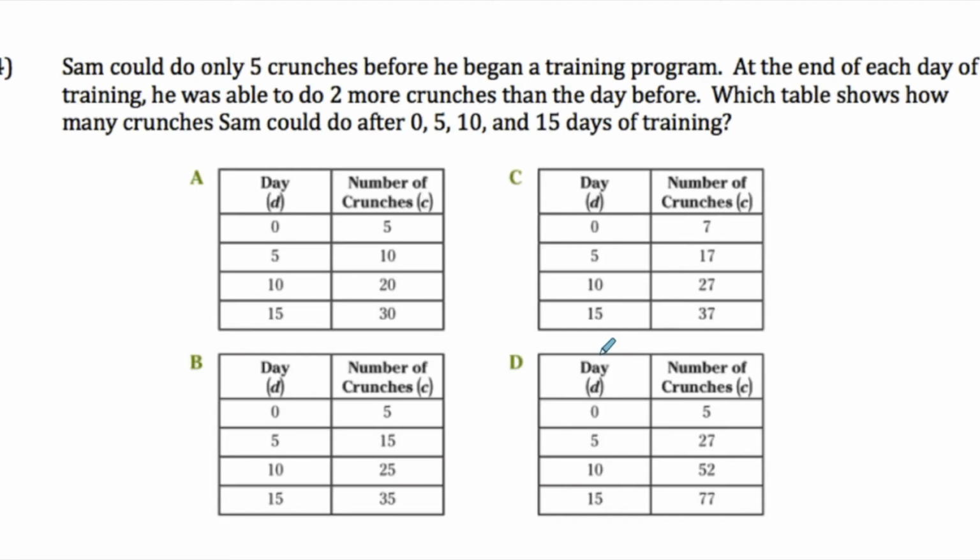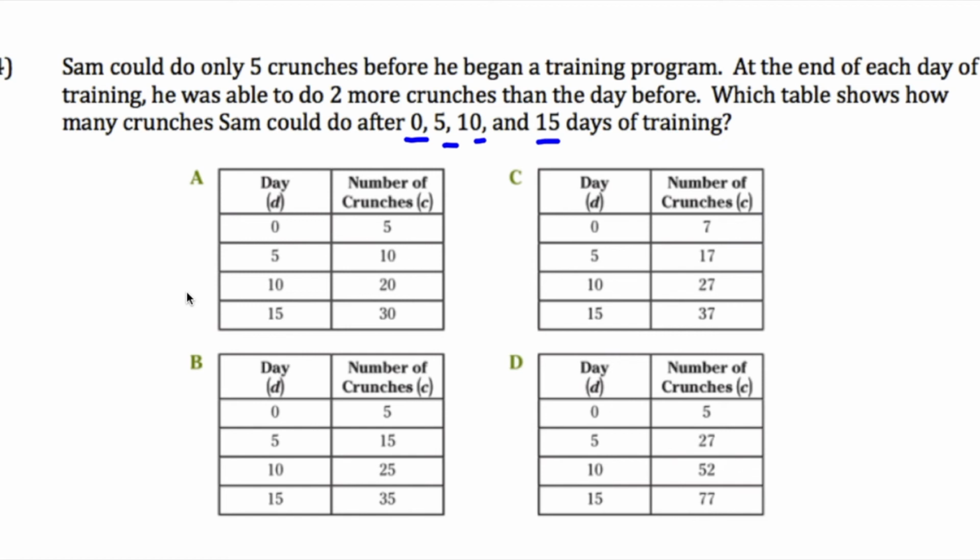All right, we got 2 more. We're going to go back to another table. This one, the table is filled in for you, and we want to know which of these will be our correct answer. Now, Sam is doing crunches, and he's basically recording this starting at 0 days, and then 5 days, 10 days, and 15 days. So that doesn't really help us in our X column or the input column, because they all have the same values. All right, so Sam could do only 5 crunches before he began.